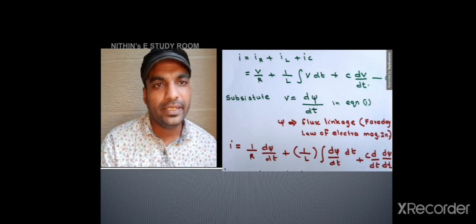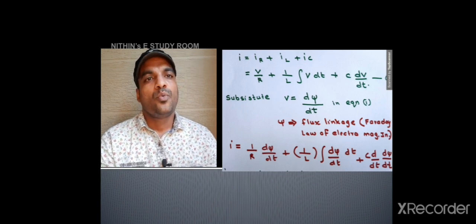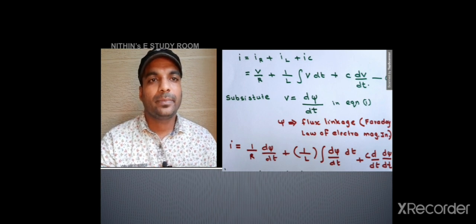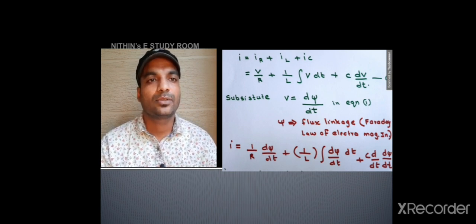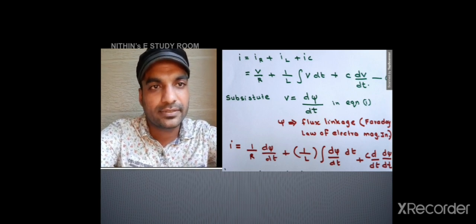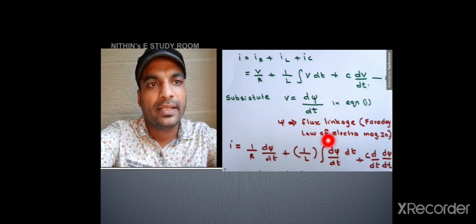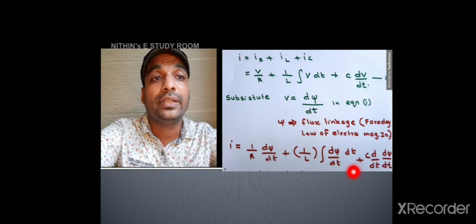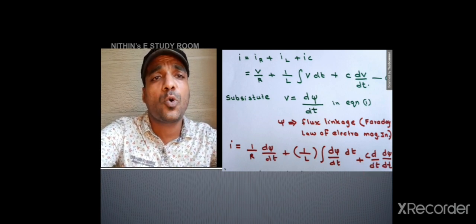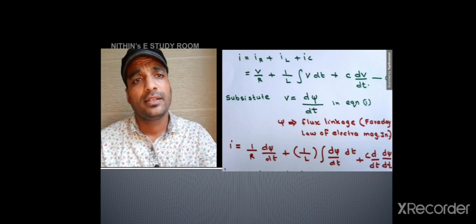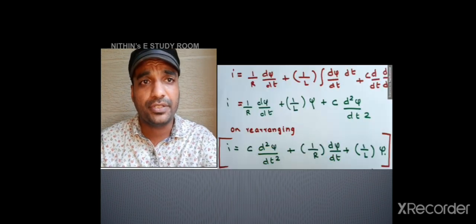So I will be 1 by R into d phi by dt plus 1 by L integral, instead of V I am giving d phi by dt into dt. Here it is. And C dV by dt is substituted as C into d by dt into d phi by dt. So instead of all voltage terms, I have substituted d phi by dt. Now we can rearrange the equation.